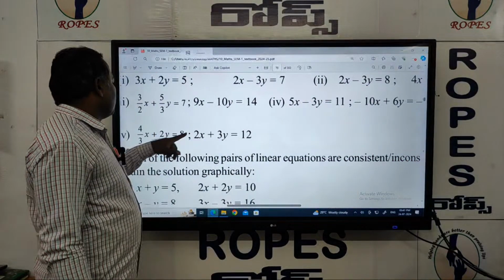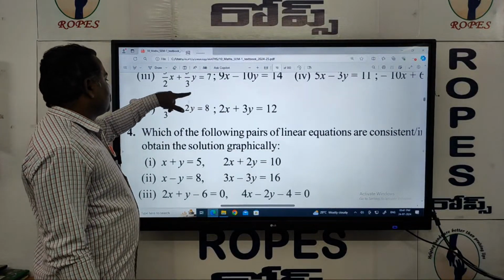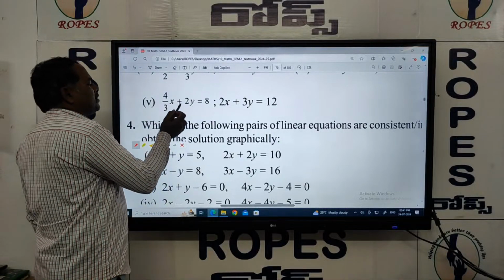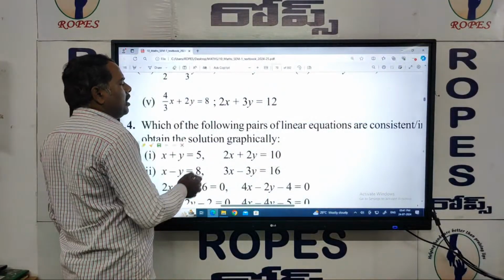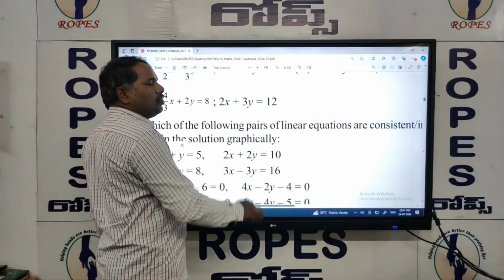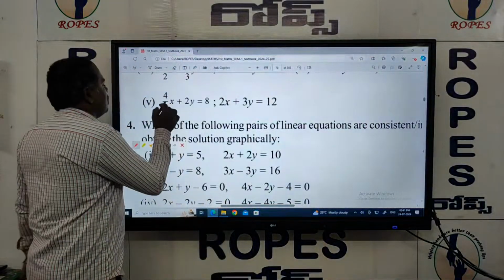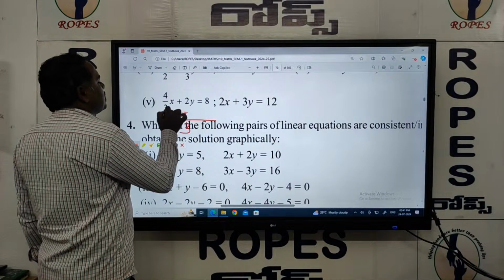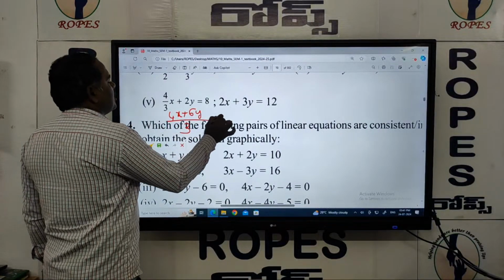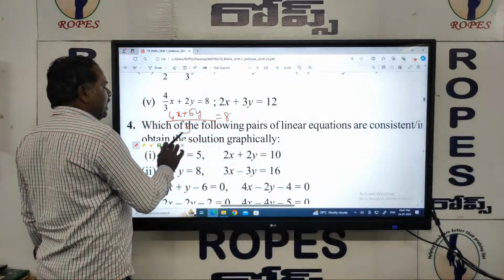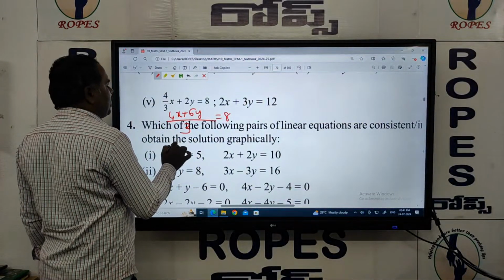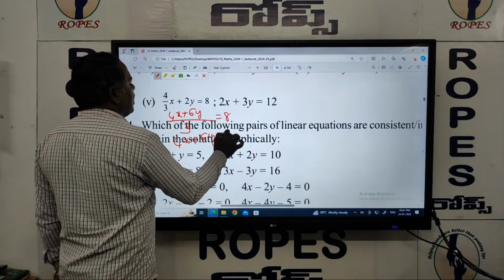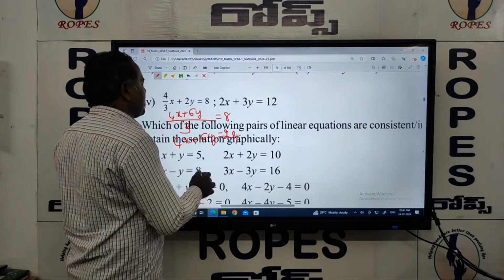Now if you go to the fifth sub question. After observing this one, 3x plus 2y is equal to 8 and 2x plus 3y is equal to 12. Now if we take LCM 3, then 4x plus 3 twos are 6y is equal to 8. Here dividing, if it goes to that side, it will be multiplied. So 4x plus 6y is equal to 8 threes are 24. This is the first equation.